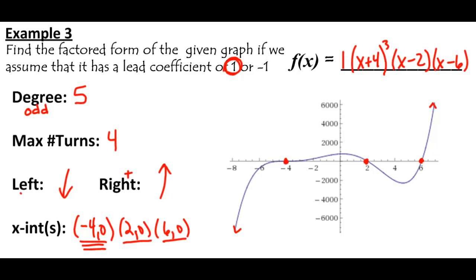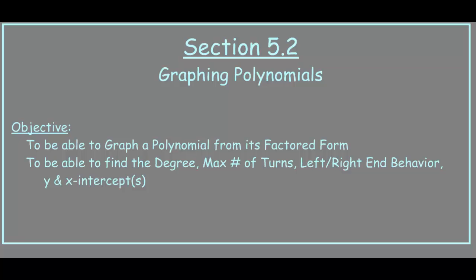Okay? Hope you feel a little bit better about graphing polynomials, that you feel that you're able to graph it from its factored form, and to be able to find the degree, maximum number of turns, left and right end behavior, and the x and y intercept.